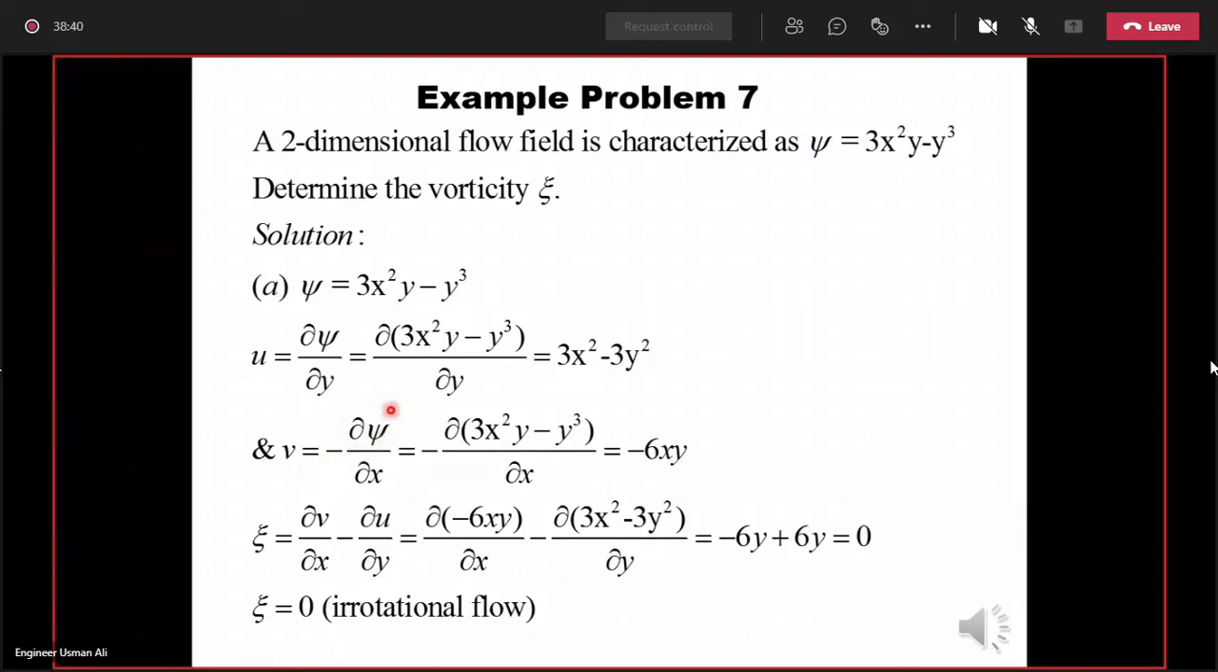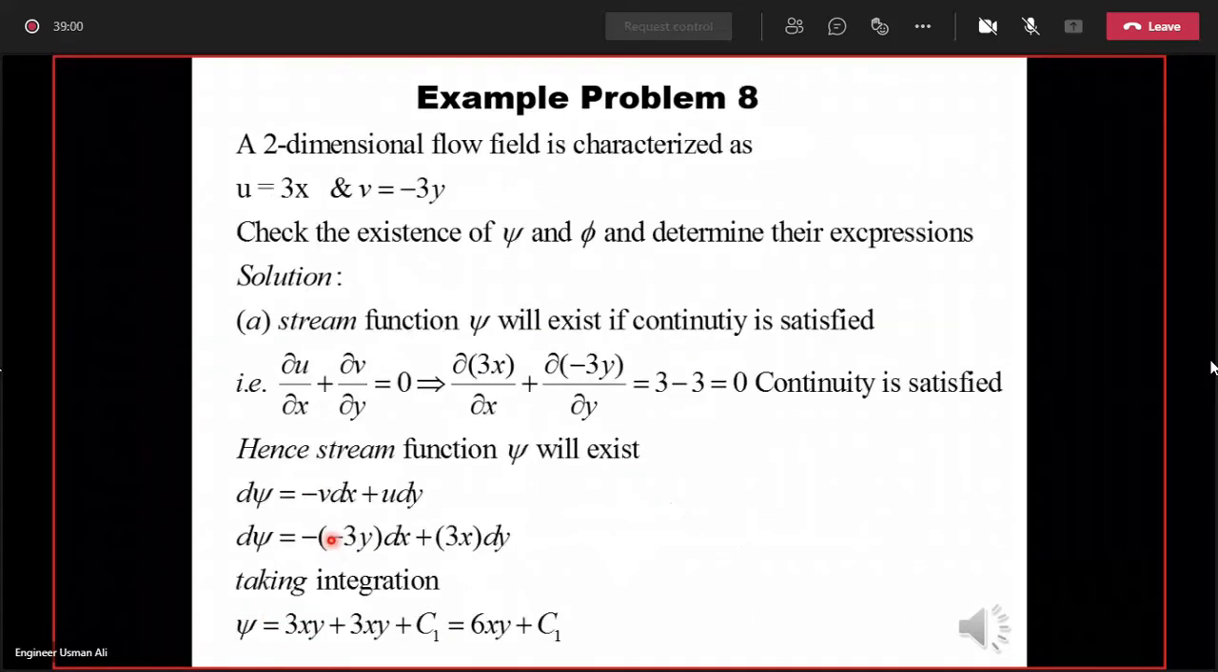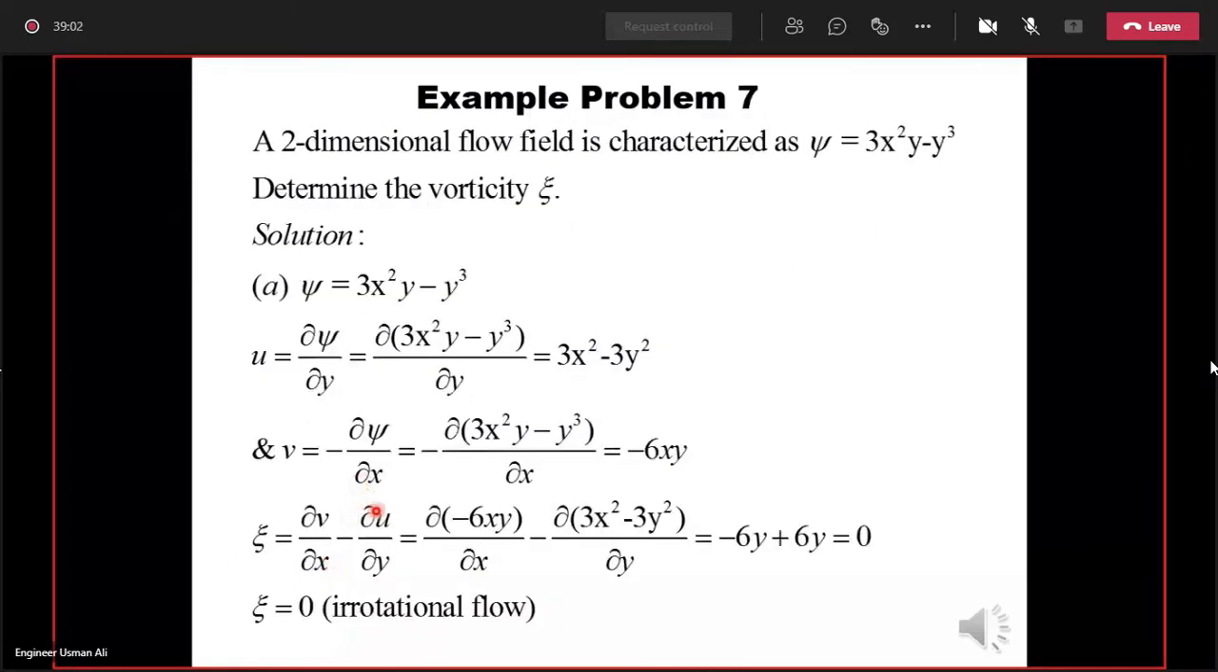Then v is minus partial psi over partial x. Putting the values, partial of 3x square y over partial x is 6xy, and the minus sign is already there, giving minus 6xy, and partial of y cube over partial x is 0. So the values of u and v have come. We know that vorticity is partial v over partial x minus partial u over partial y. Putting the value of v, that is minus 6xy, partial of minus 6xy over partial x is minus 6y.